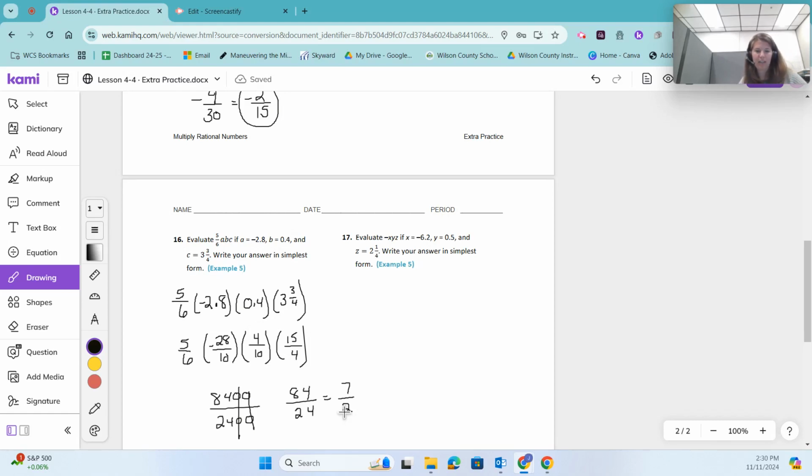Okay, and then let's take a look at our signs. We have a positive times a negative is a negative. A negative times a positive is a negative. And then a negative times a positive again would be another negative. So my solution is also negative. So I get negative 7 over 2. And that is our solution. You can try 17 on your own.